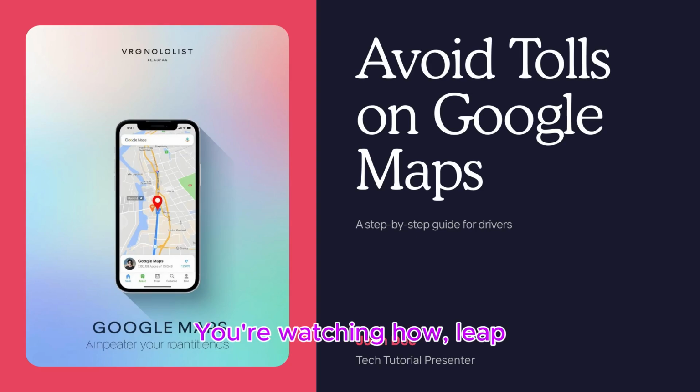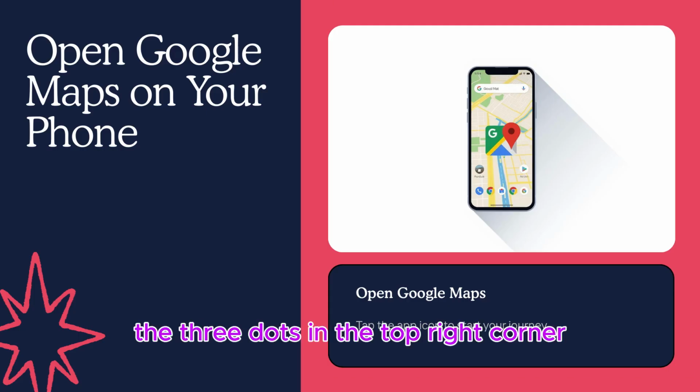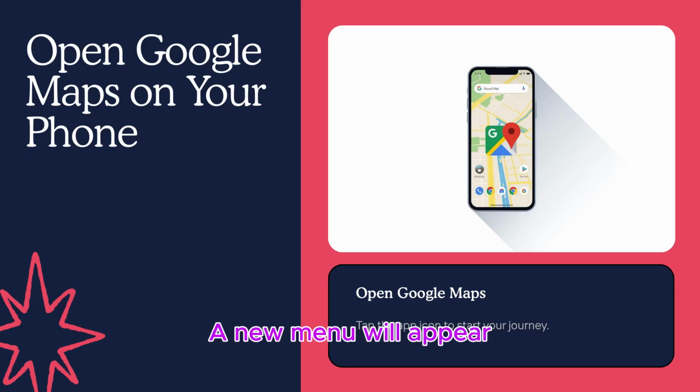You're watching how to avoid tolls on Google Maps. Open the Google Maps app on your phone, enter your destination in the search bar and tap Directions. Before you start navigation, tap the three dots in the top right corner. Select Route Options from the menu. A new menu will appear.